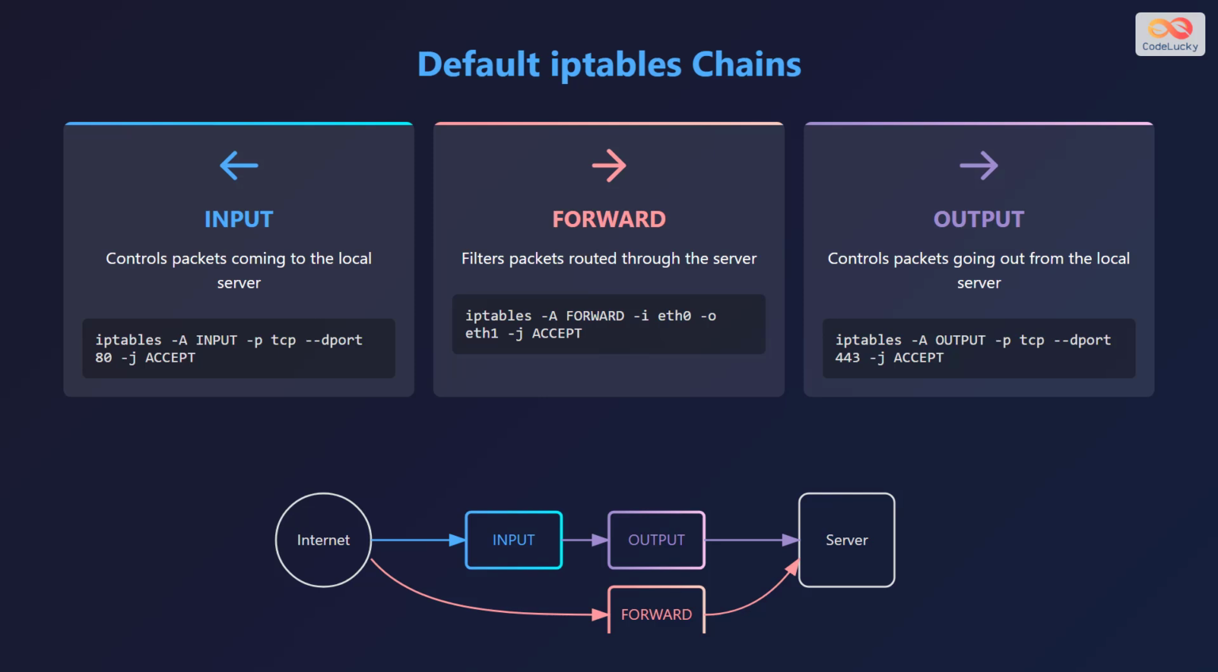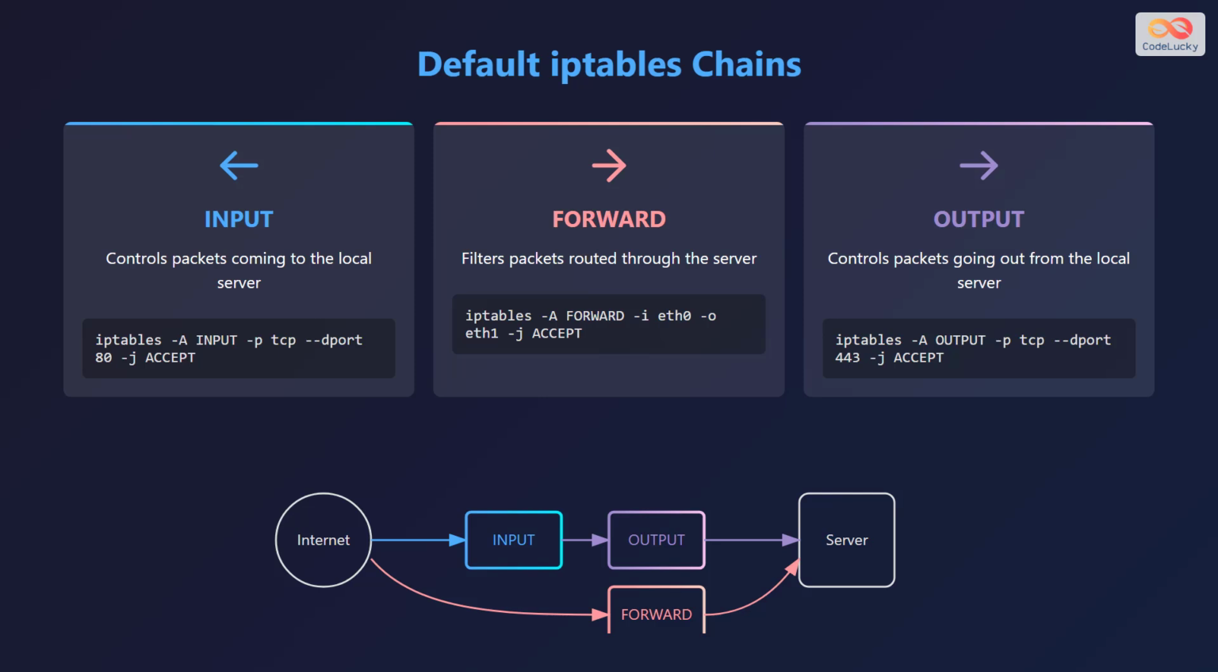Iptables uses chains to define the flow of traffic. The three default chains are INPUT, which controls packets coming into the local server. For example, iptables -A INPUT -p tcp --dport 80 -j ACCEPT.